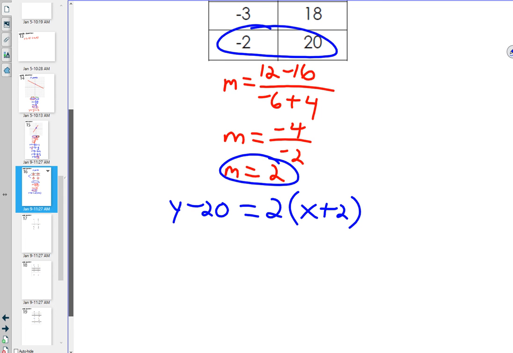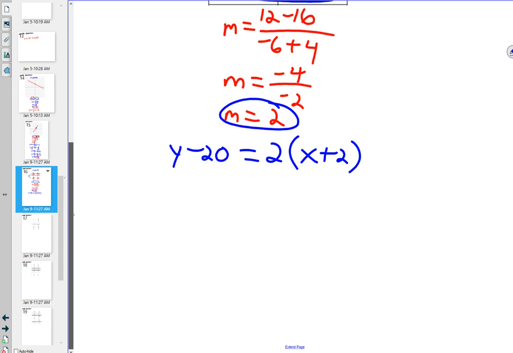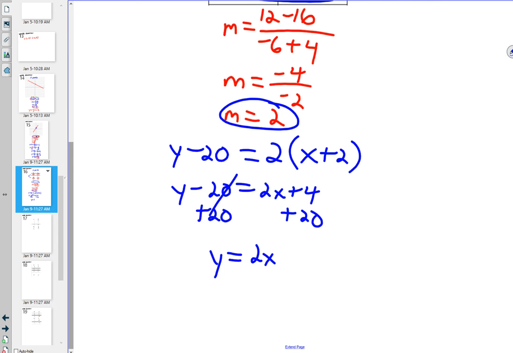You want me to do it more than once? I'll show you. Ferris, you're giving me a look of doubt. You're doubting me. Y minus 20 is equal to 2x plus 4 plus 20 plus 20. Y is equal to 2x plus 24. What did the y-intercept end up being? Yeah, 24. The y-intercept ended up being 24.